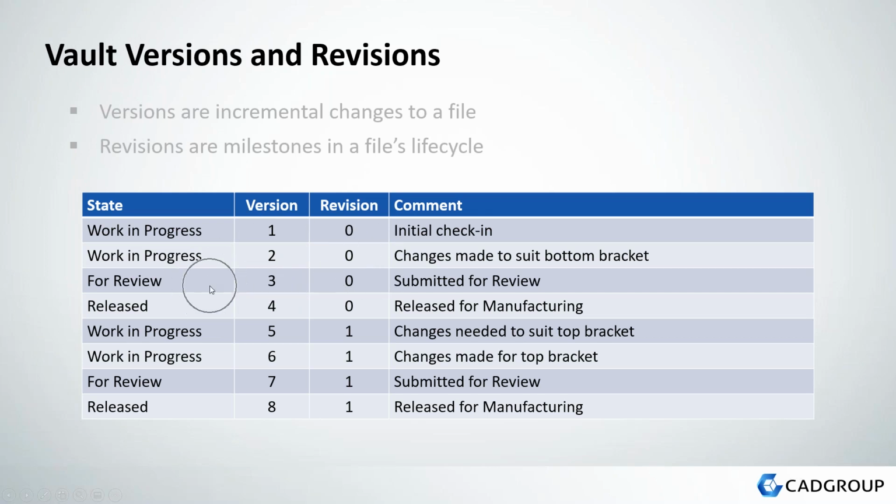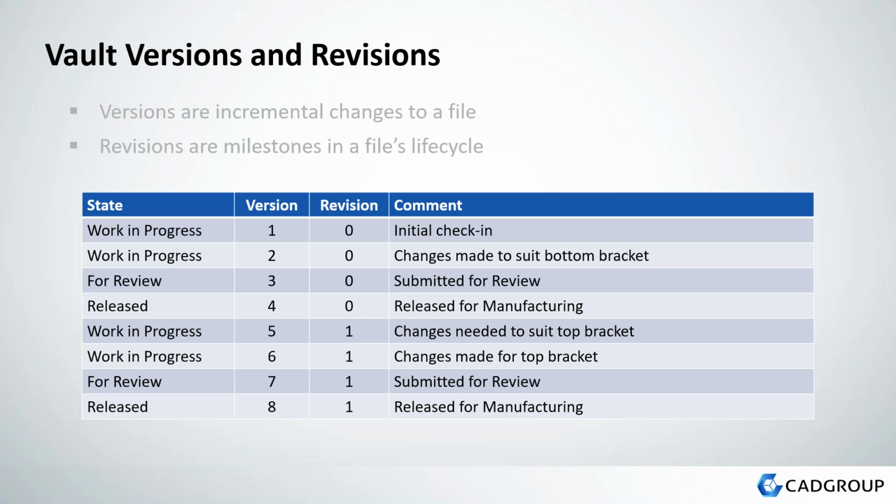It's been submitted for review. Now it becomes version 3, right? And it's now still at revision 0. It's been submitted for review. It's passed review. It's been approved for manufacturing. So it's now in version 4, still at revision 0, and then it's been released to manufacturing.